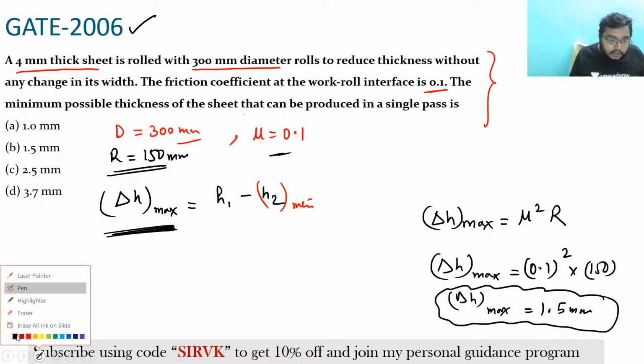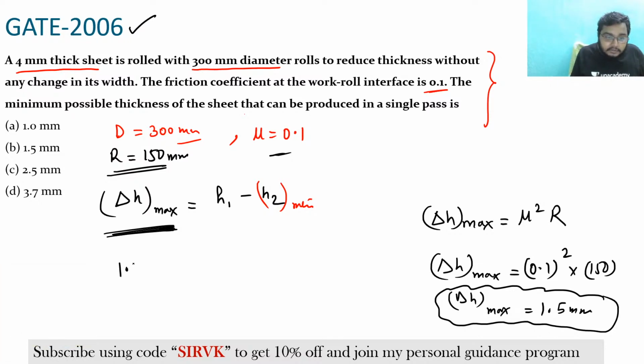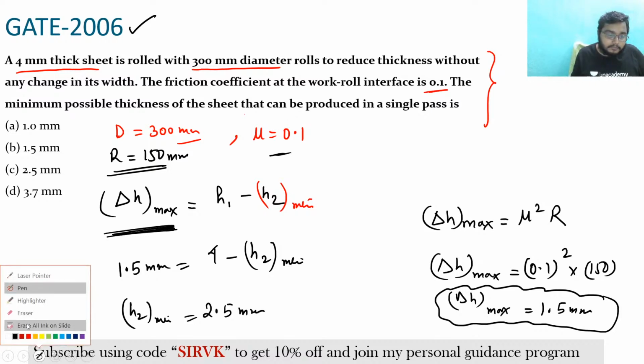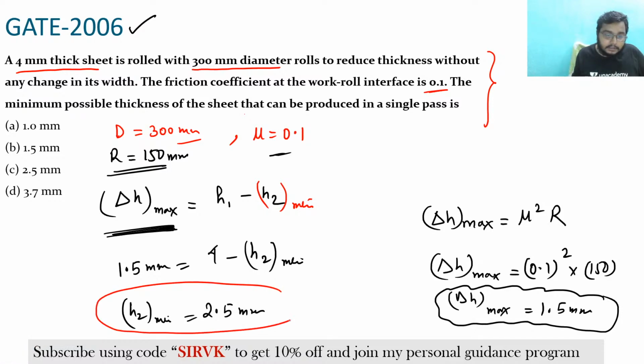Now from here you just substitute. What is delta H max? It is 1.5 mm. What is H1? H1 was 4 mm. So that is 4 minus H2, which is minimum. And from here you can find H2 minimum would be 4 minus 1.5, that would be 2.5. Clear? So you will be getting the answer. H2 is 2.5 mm. Any doubt?